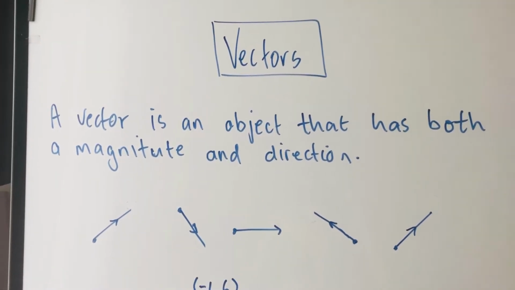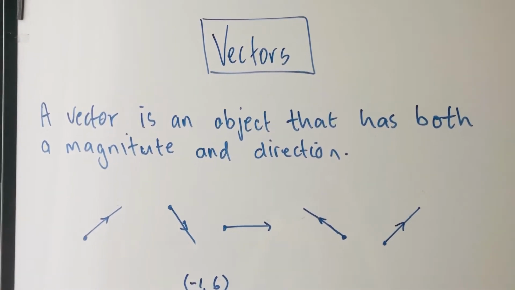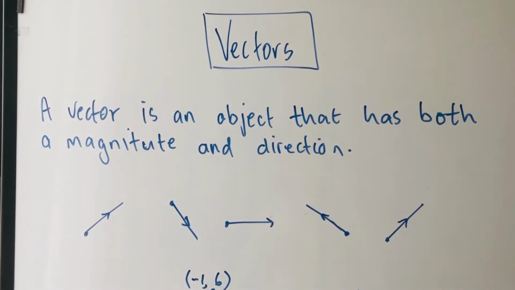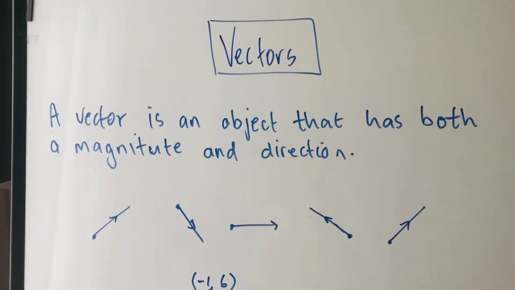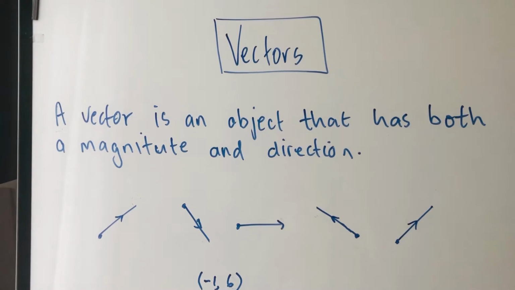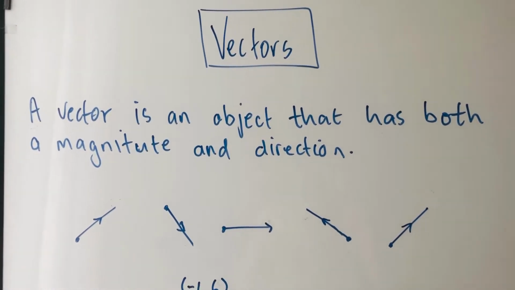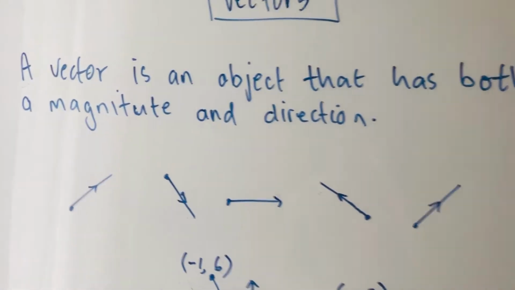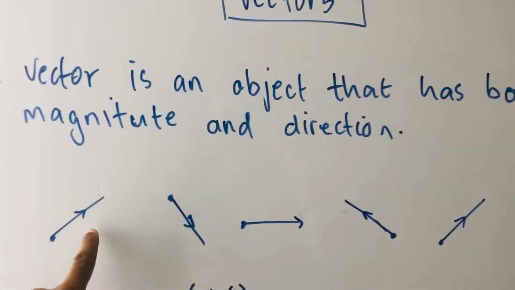All right, folks. Here is a definition of a vector. A vector is an object or a displacement that has both magnitude and direction. So here as well, these are all vectors.